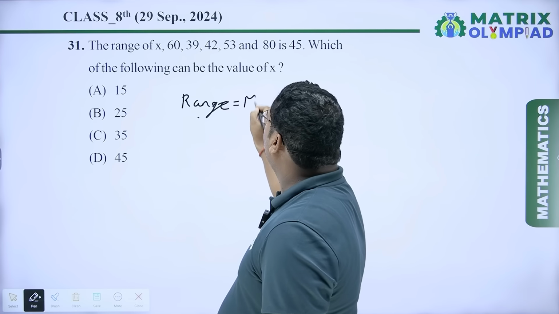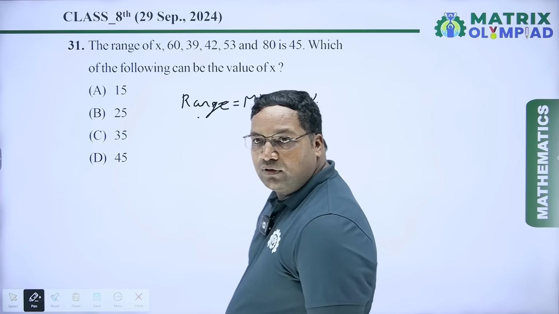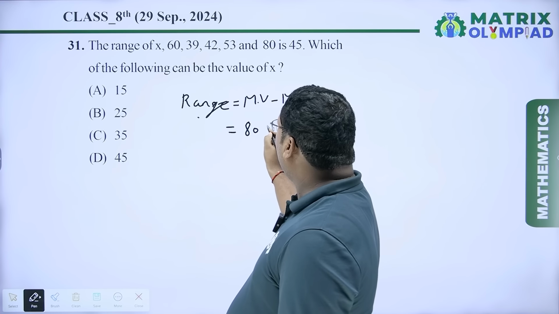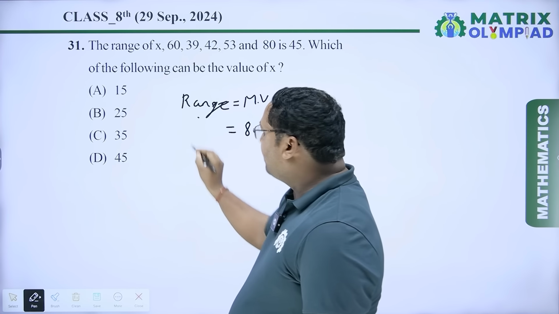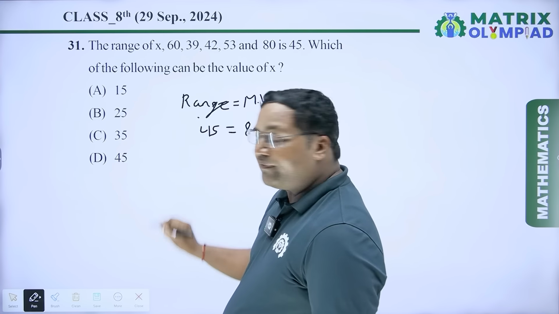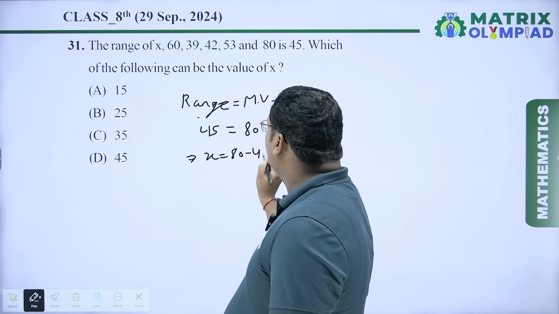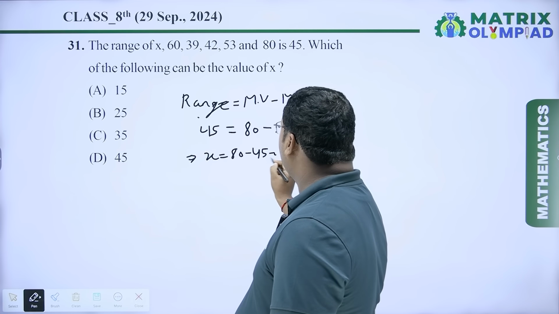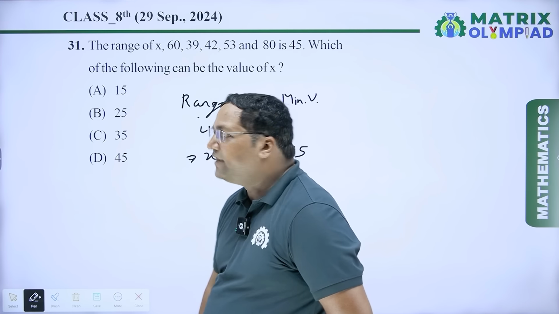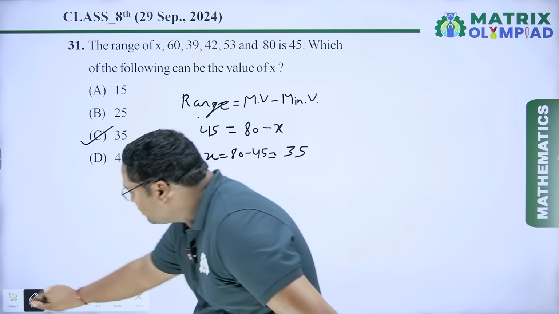Range equals maximum value minus minimum value. Here you can see the maximum value is 80, the minimum value is x, and the range is 45, and we have to calculate the value of x. So x equals 80 minus 45. 10 minus 5 is 5 and 7 minus 4 is 3. So the right option is 35. So the minimum value is 35. So x is 35. Now coming to the next question.